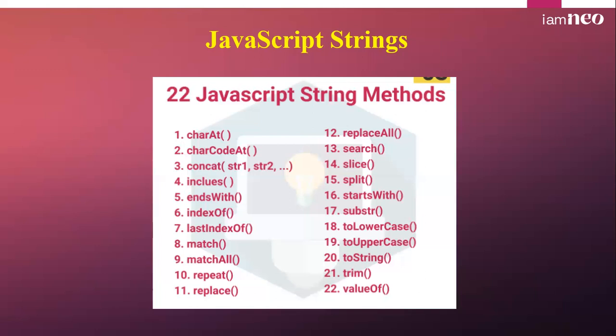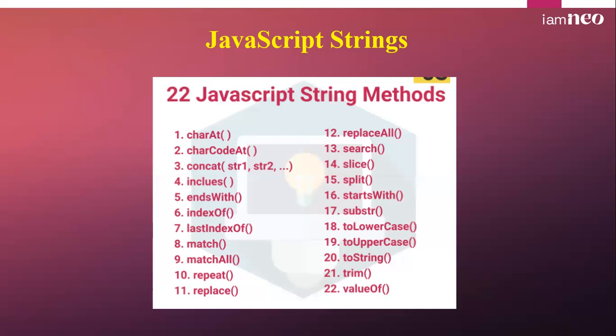Next is repeat. It will check for the repeating characters or substrings available in the string. Replace will replace a corresponding character with a new character, or a corresponding string with a new string, for the first occurrence. Replace all will replace the corresponding substring for the entire string. Search will return the position of the first occurrence of the substring in the string.